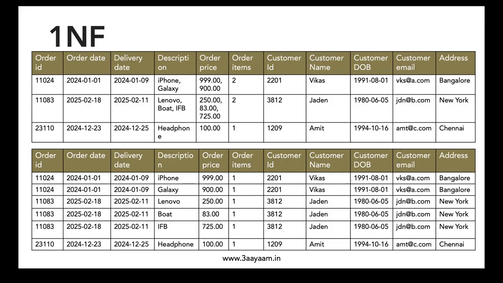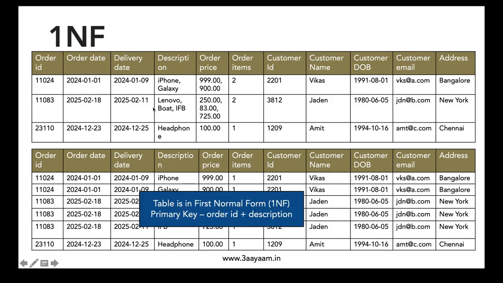So now after this particular exercise, we know that this table is in first normal form and the primary key is order ID plus description, which is a composite primary key. It's not a simple primary key.